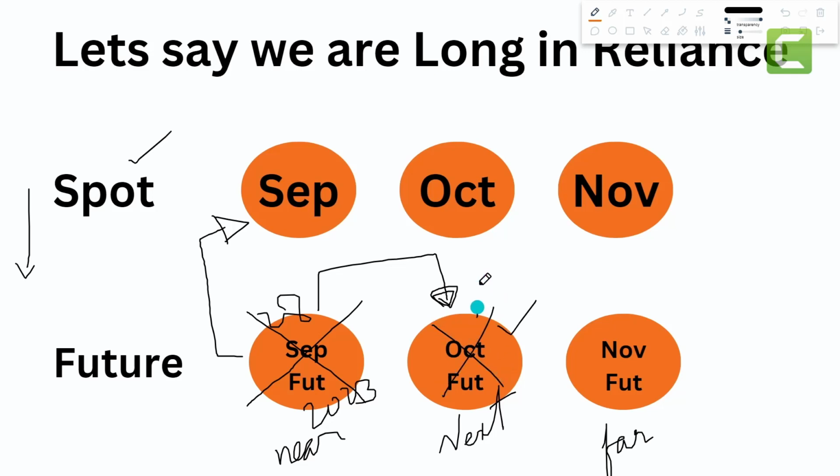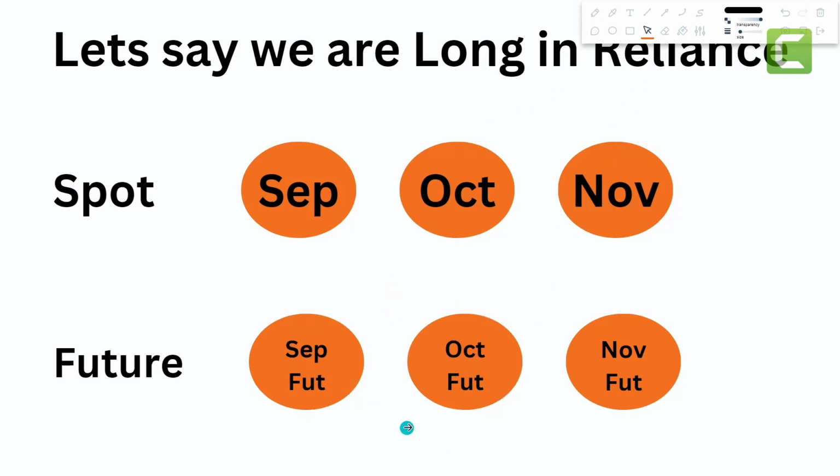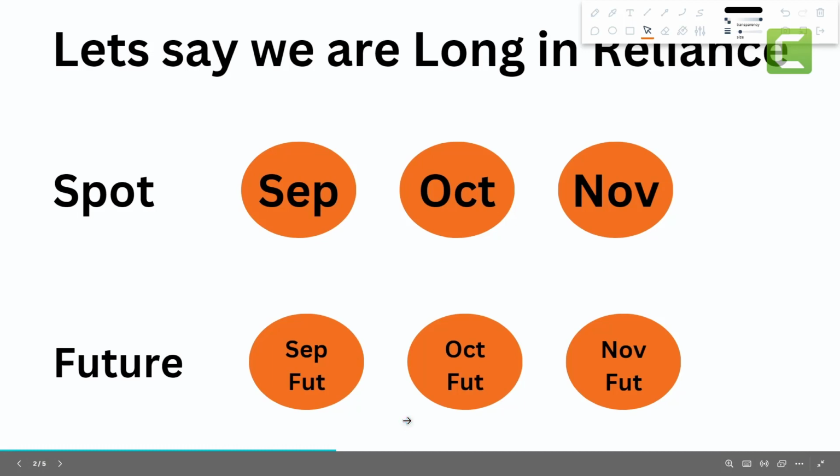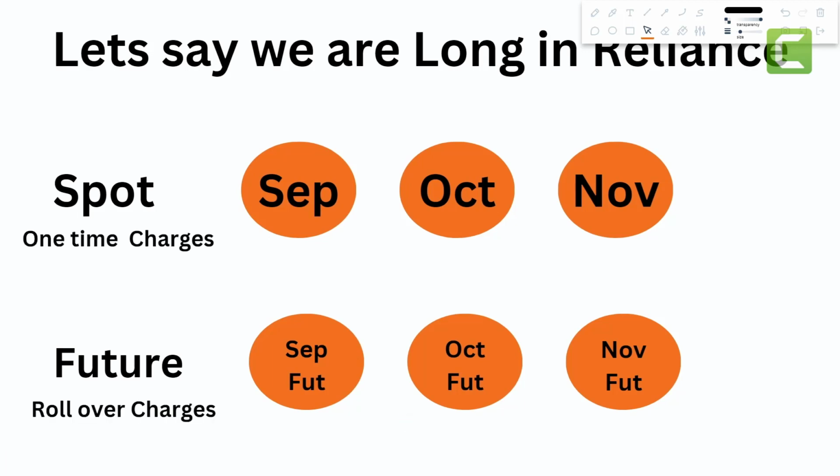Again you will roll over to November month. Whether it's profits or loss, you should move to the next expiry, the coming expiry, irrespective of your loss or profit. So what is the main concern we have here? It depends upon person to person.